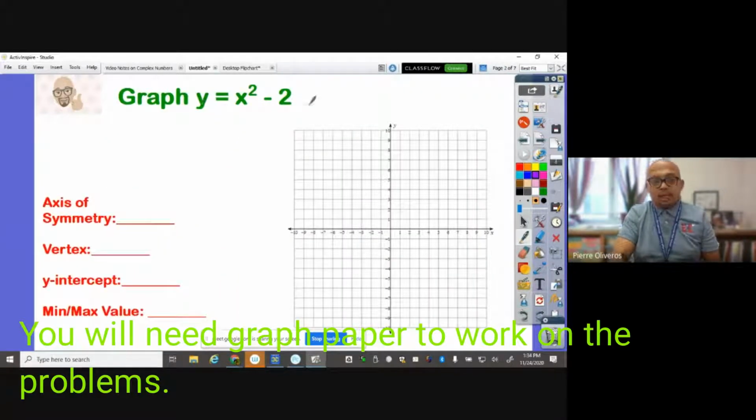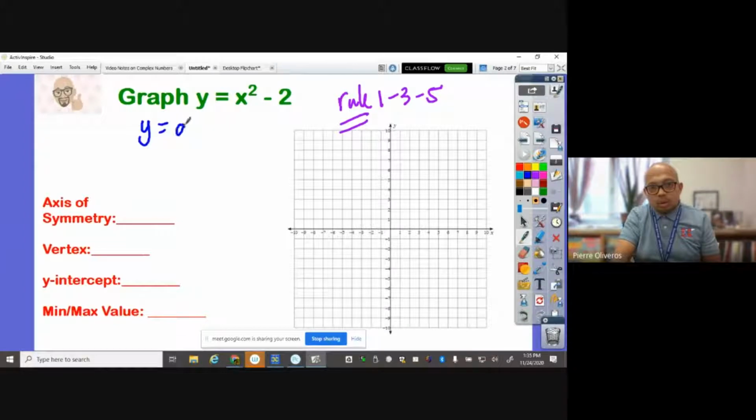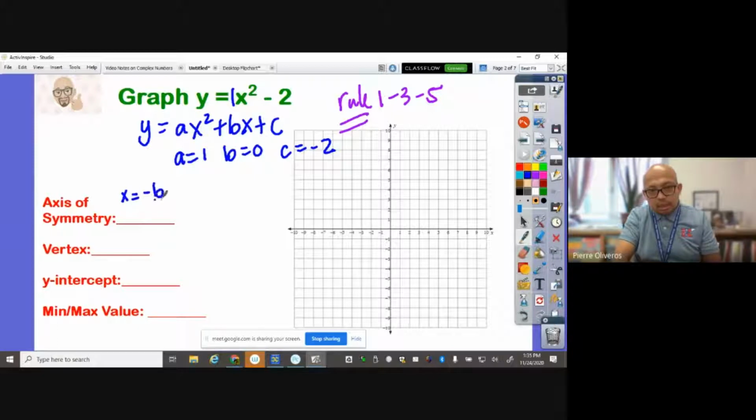Graph y equals x squared minus 2. For this video, we're going to learn about the 1-3-5 rule in graphing instead of writing a table of values. In order for us to find the axis of symmetry of our equation y equals x squared minus 2, we have to understand that the standard form is y is equal to ax squared plus bx plus c. For this problem, a is equal to 1, b is 0, and c is equal to negative 2. The formula for the axis of symmetry is x equal to negative b over 2a.